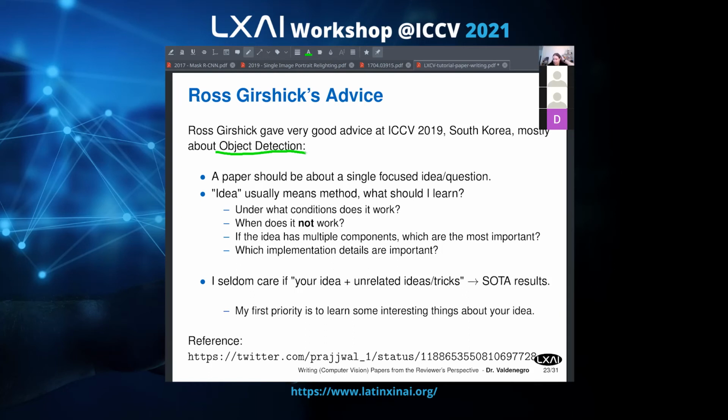So in general, reviewers and also other authors may not really care if your idea plus some unrelated ideas or tricks leads to state-of-the-art results. What they usually want is to learn interesting things about your idea, or to actually learn your idea and see how it can be implemented in their own paper.